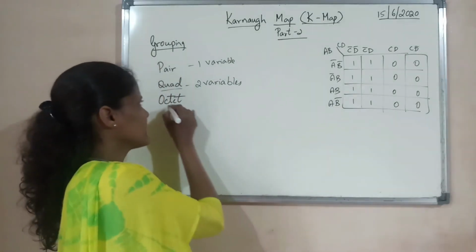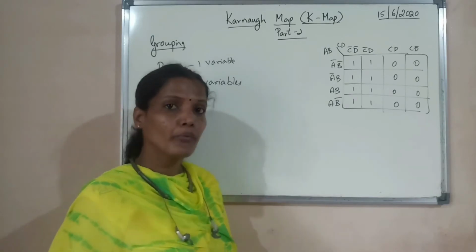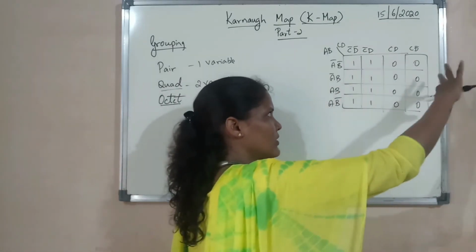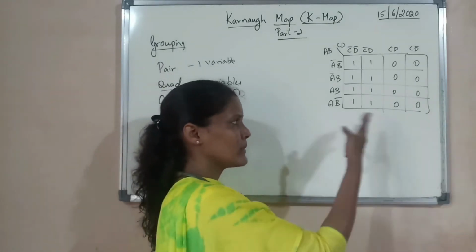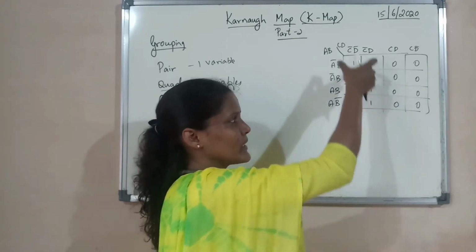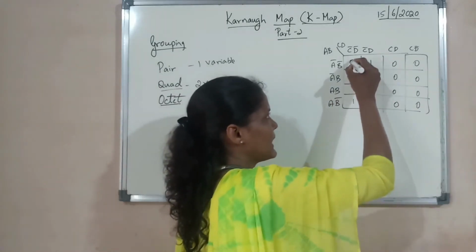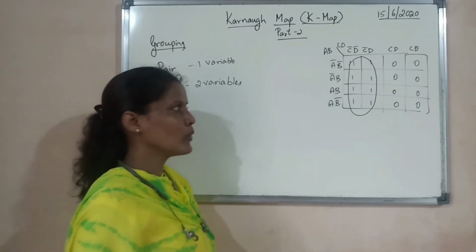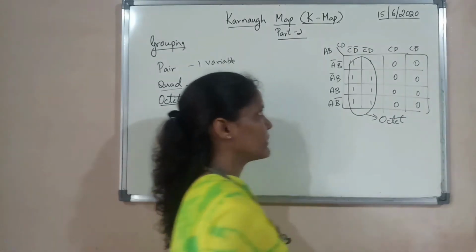Let us try to understand the octet considering this particular example. Octet is nothing but grouping of 8 adjacent ones present in 2 horizontal rows or 2 vertical columns. The 8 ones must be adjacent to each other, as I have already written on the board. These are the 2 adjacent ones present in the vertical column. So once we get 8 ones, we are just going to encircle that, telling it is a group of an octet. This is an octet. 8 adjacent ones will be grouped together.